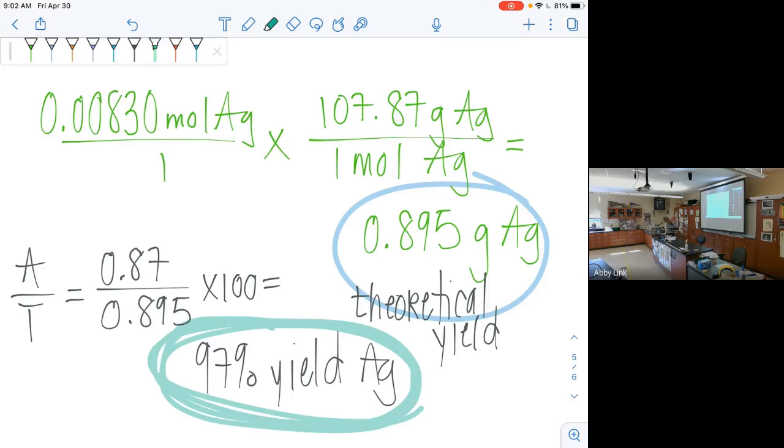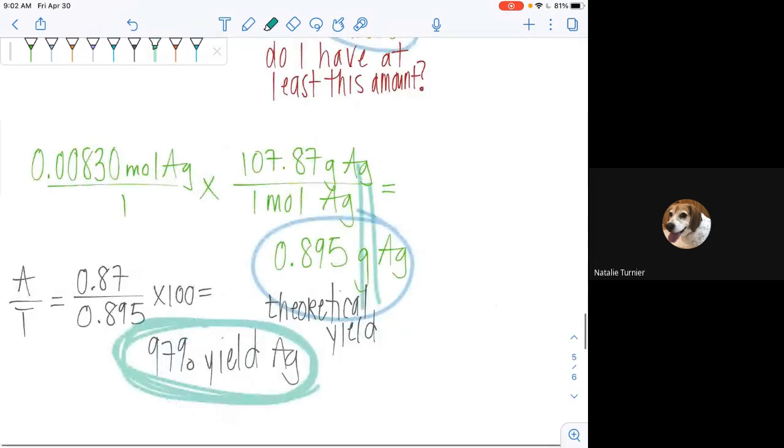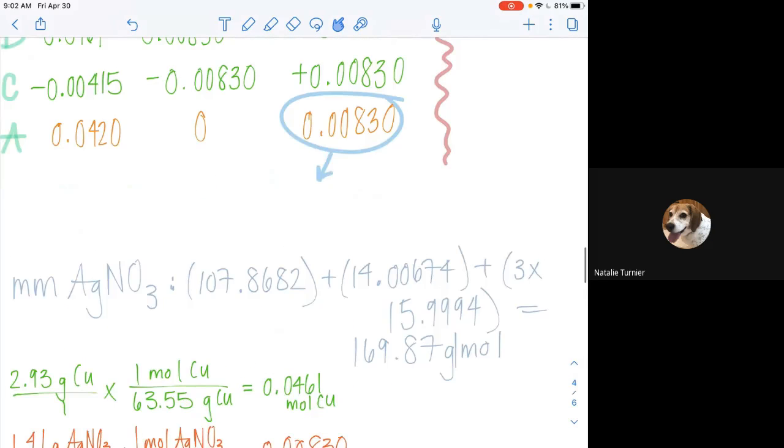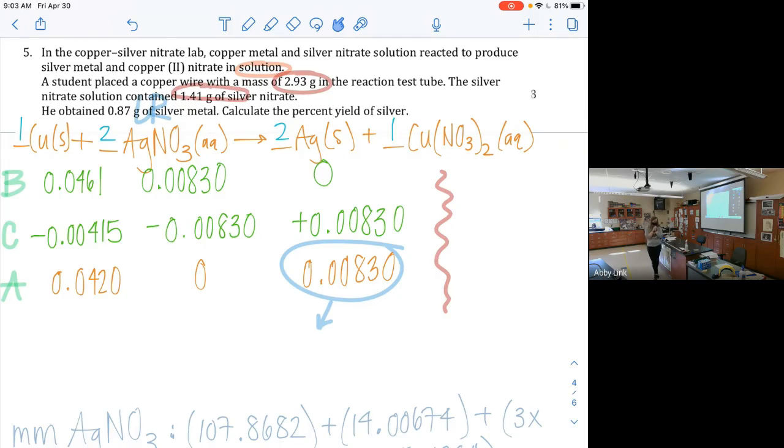All right, how do we feel? Do we feel considerably better than yesterday, or only slightly? I have a question. Yes, ma'am. So, I think I understand, but I just want to make sure. Because the AgNO3 is the limiting reactant, you use all of it. That's why it's the 0.00830. And since copper is the excess, that's why you use the calculation of the 0.00415. Yes, ma'am, that's perfect. Absolutely perfect.